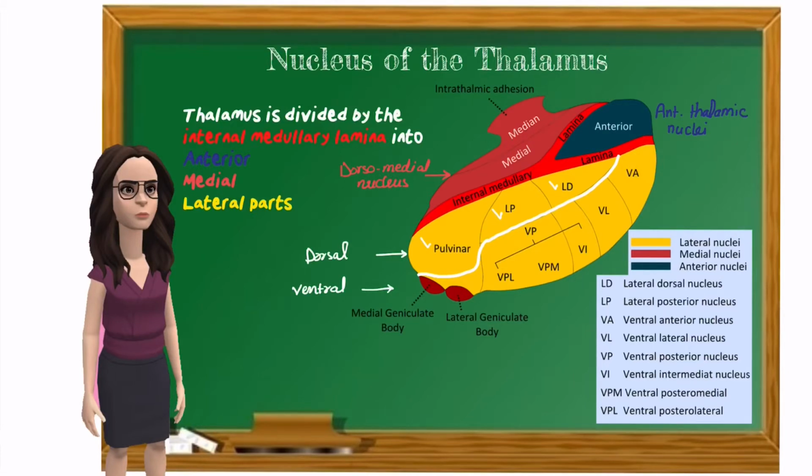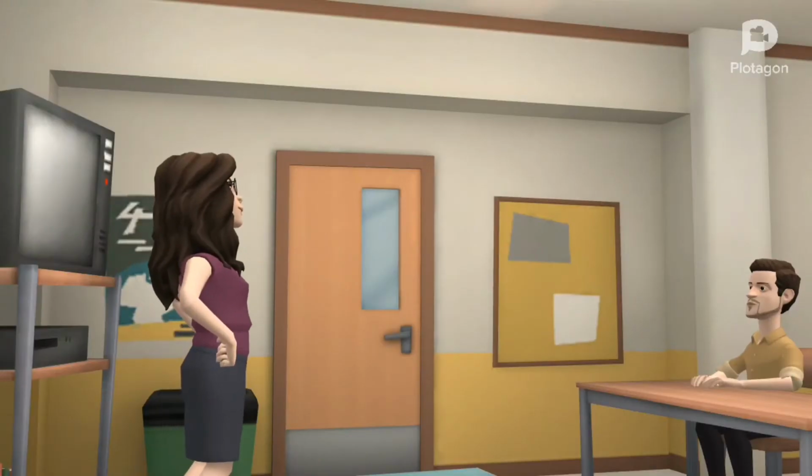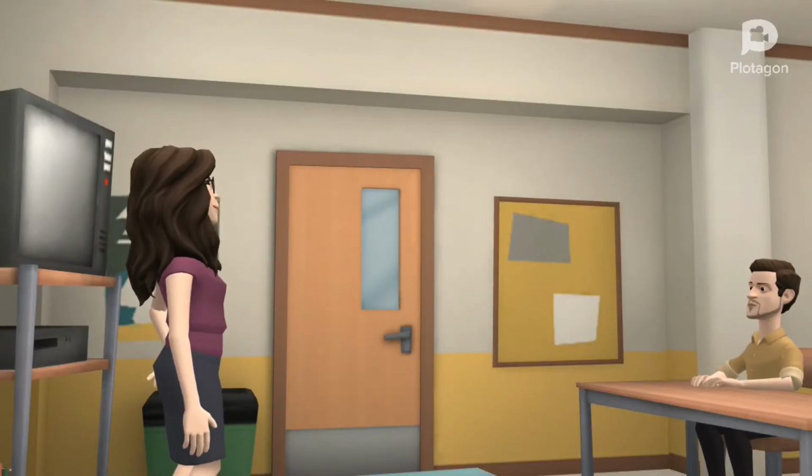The ventral tier includes the ventral anterior nucleus, ventral lateral nucleus, and ventral posterior nucleus, which is further divided into ventral posteromedial and ventral posterolateral nuclei. There are other nuclei of the thalamus, including interlaminar nuclei, midline nuclei, reticular nuclei, and the medial and lateral geniculate bodies. And now I will ask Abdel Khaliq to explain their connections and functions.